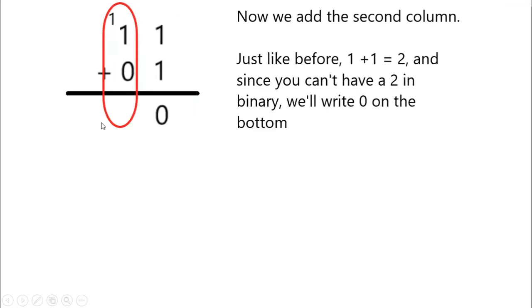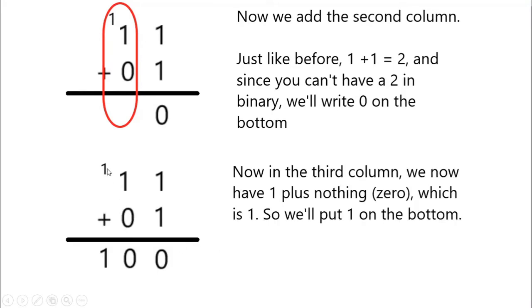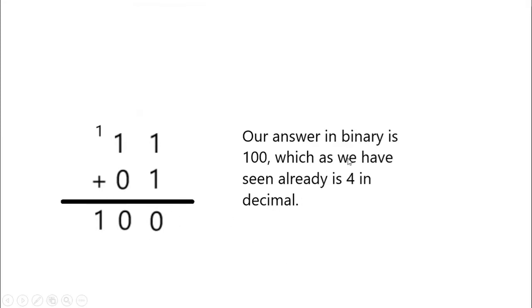So, whoops, I redid the same picture. Okay, so here we go. The third column, we just have a 1. There's nothing else there. So, 1 plus nothing is 1. So we'll put 1 on the bottom. So our answer in binary is 1, 0, 0, which we've already seen is a 4 in decimal. I think that's my last slide. Yeah. So next I'll show you what that looks like in Minecraft.